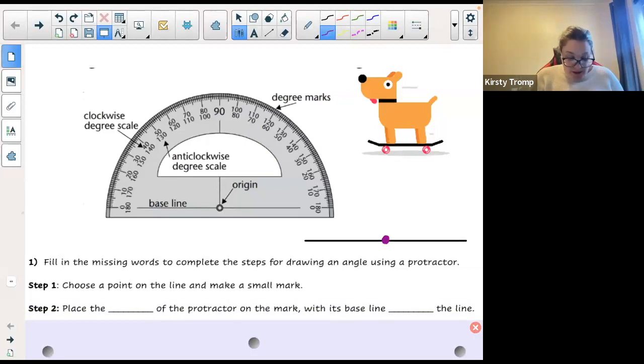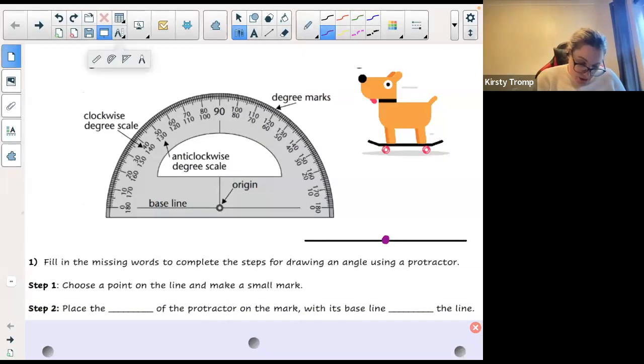Now it says, place the blank of the protractor on the mark with its baseline on the line. So I want to draw an angle. I've been given a protractor, I've been given a line. What do I need to place on my mark? Okay, well done, guys. I need to place the origin.